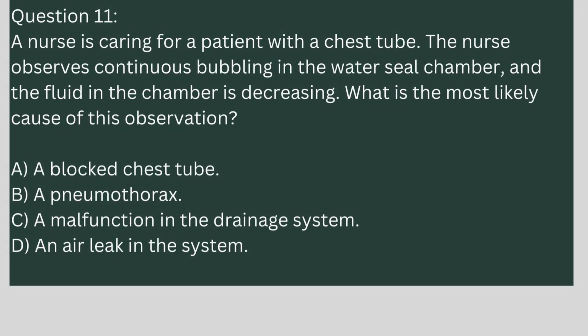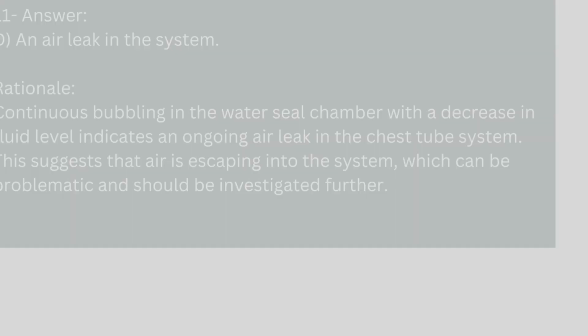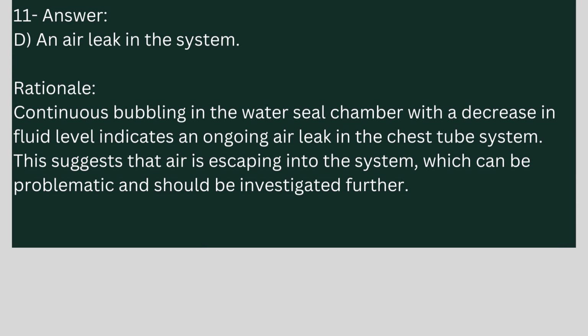Question 11. A nurse is caring for a patient with a chest tube. The nurse observes continuous bubbling in the water-sealed chamber, and the fluid in the chamber is decreasing. What is the most likely cause of this observation? A. A blocked chest tube. B. A pneumothorax. C. A malfunction in the drainage system. D. An air leak in the system. Answer 11, D. An air leak in the system.